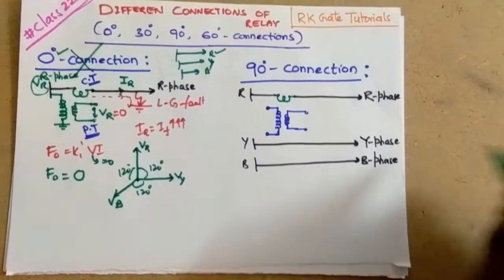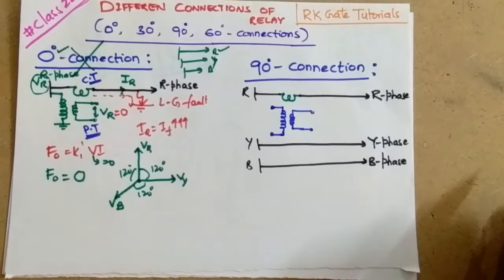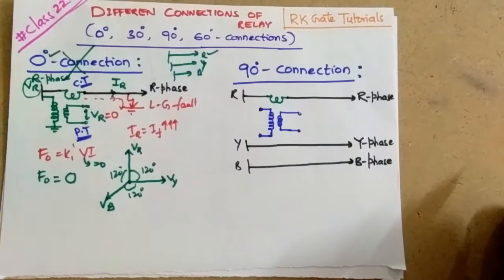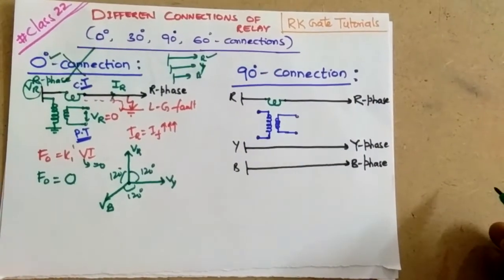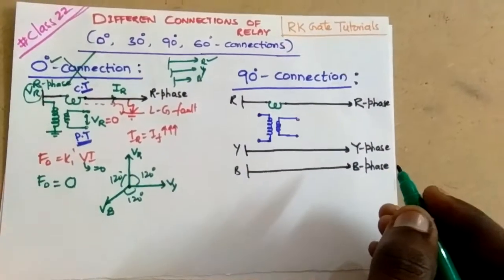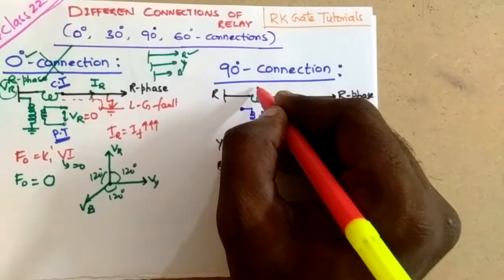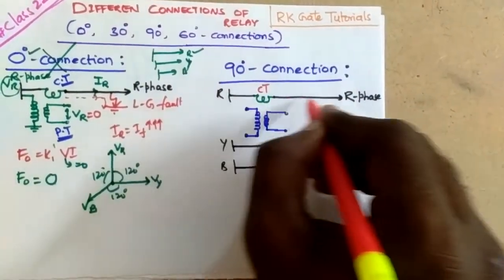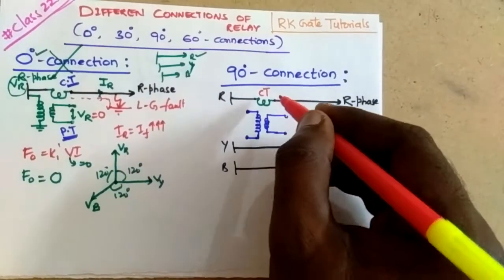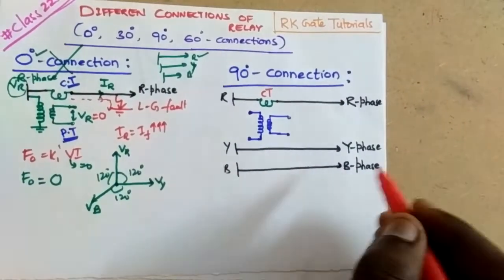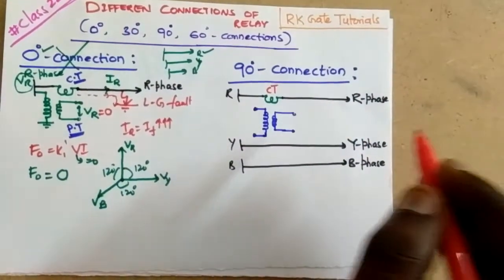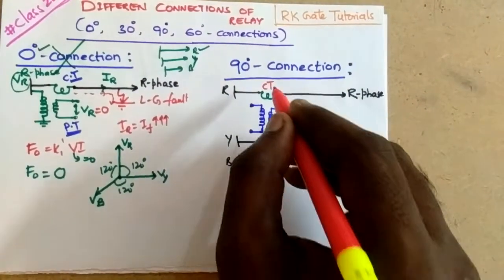Then let us discuss the 90-degree connection. What happens when the 90-degree connection takes place? How will the connections be? Let us see, it is very easy. Every time the CT is connected to the line which we want to protect, and there will be CTs on the other lines as well, for protection of individual lines. Since we are talking about the R phase, we will discuss the R phase only.